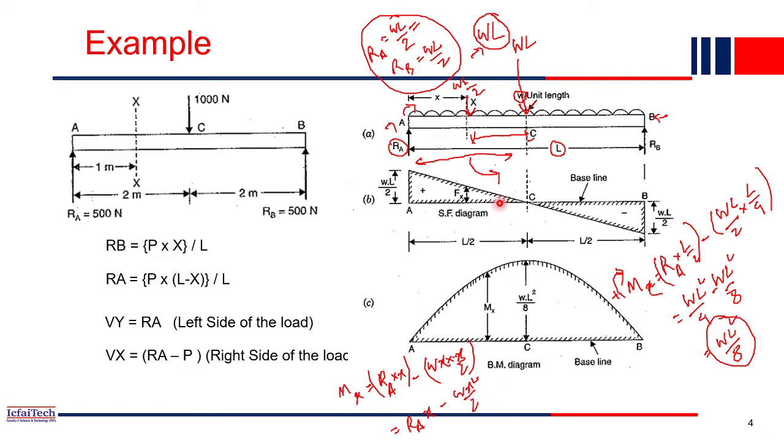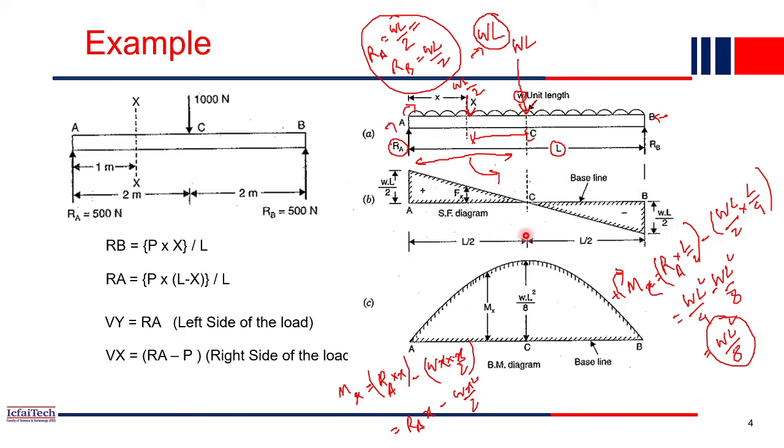Now the shear force diagram is also very easy to compute. The RA value we computed is WL by 2, so at A we have WL by 2. When you go from left to right, the UDL is acting downward, so the net force is reducing. At the center point, you will have zero shear force. Then it becomes negative again, and when it reaches RB, we again have plus WL by 2.